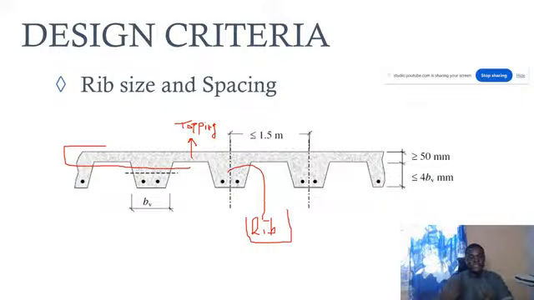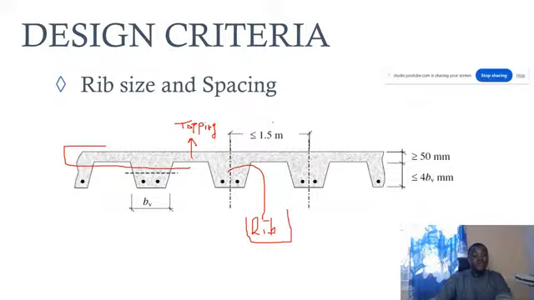So because of that, I'm going to be extracting the table that I mentioned in the BS code. In that table, you see the minimum thickness for your topping. But here you can see this is the maximum spacing allowed between your ribs. Based on the code, your ribs should not have more than 1.5 meters. That's the maximum spacing if you want to use the recommendation prescribed in the code.